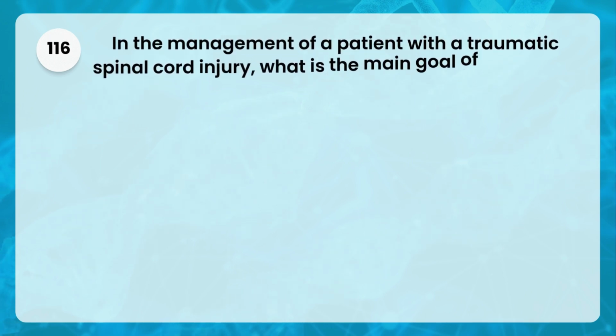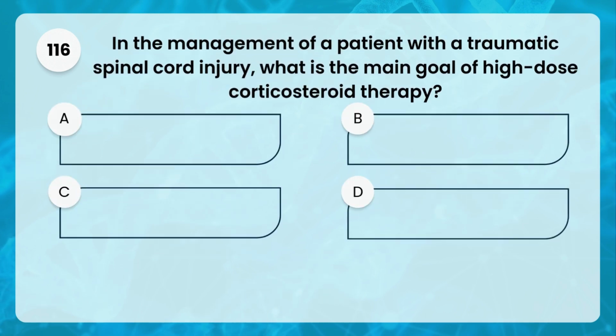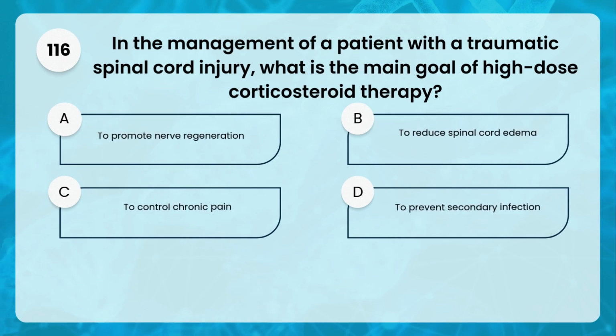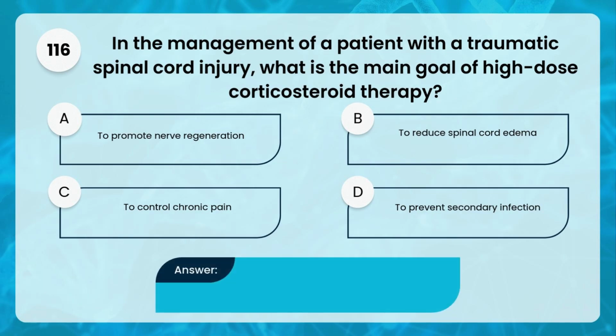116. In the management of a patient with a traumatic spinal cord injury, what is the main goal of high-dose corticosteroid therapy? A. To promote nerve regeneration. B. To reduce spinal cord edema. C. To control chronic pain. D. To prevent secondary infection. The answer is B. To reduce spinal cord edema.